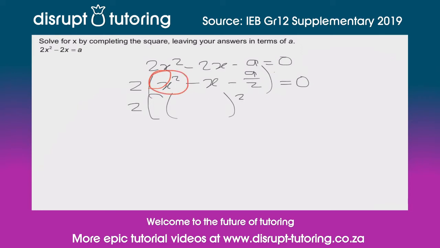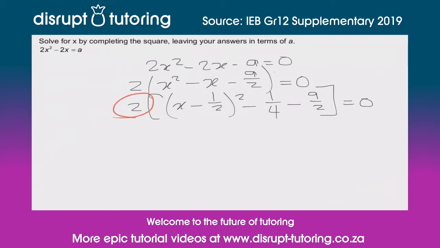I'm going to take this term and I'm going to square root it, and that's going to give me x. I'm then going to halve the coefficient there, keep the sign, that's going to give me a half. I need to immediately subtract the square of that, so that is going to be 1 over 4. And I've still got the minus a over 2. Big square bracket equals 0.